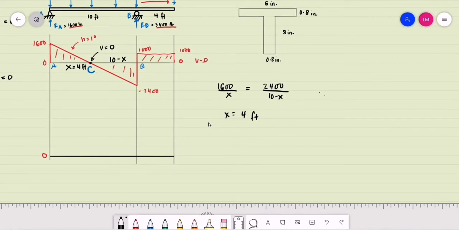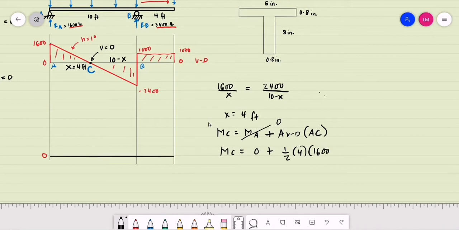The moment at C is equal to the moment at A plus the area of the shear diagram for the segment from A to point C. We have the moment at A is basically equal to 0. So the moment at C is equal to 0 plus the area of the shear diagram, which is 1/2 with a base of 4 feet and a height of 1,600 pounds.